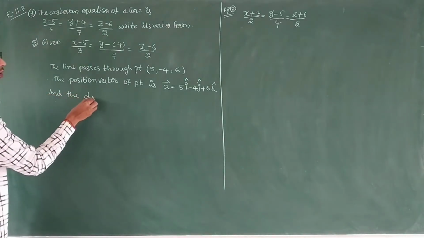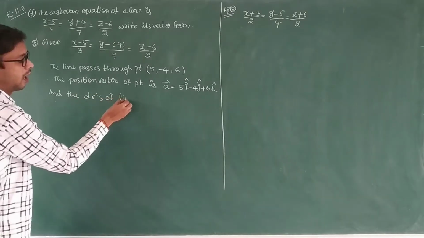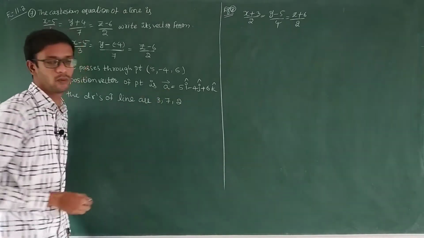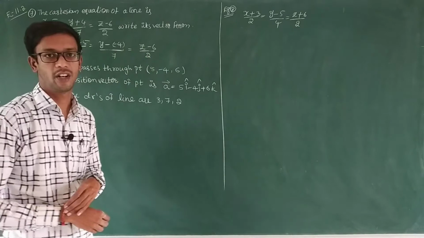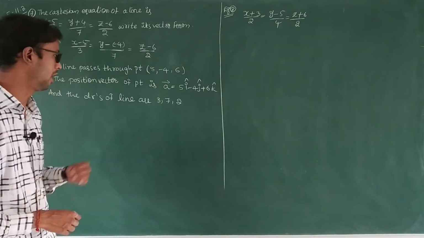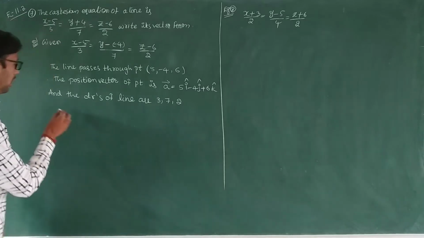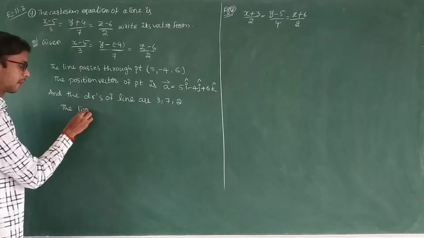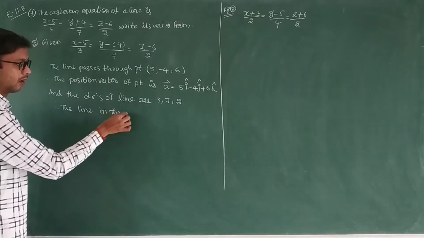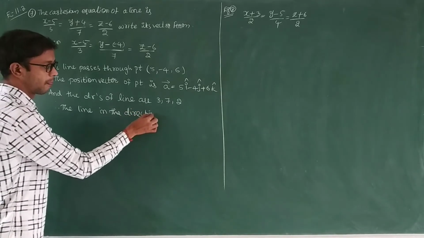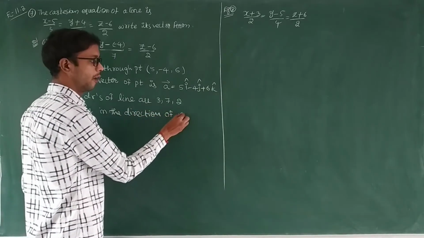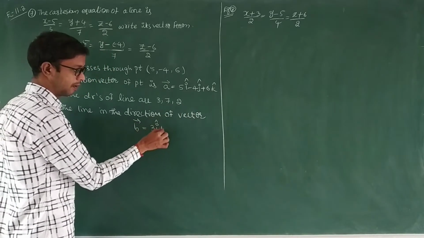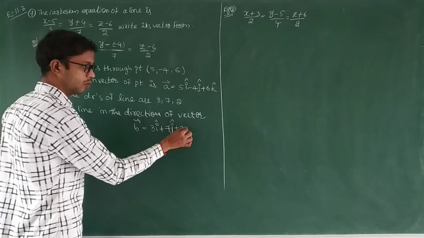Next one, the direction ratios of the line are 3, 7, 2. A, B, C are the direction ratios. Therefore, the line is in the direction of vector b bar = 3 i cap + 7 j cap + 2 k cap.